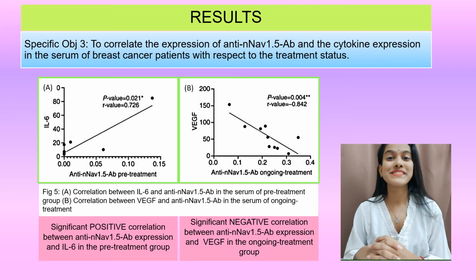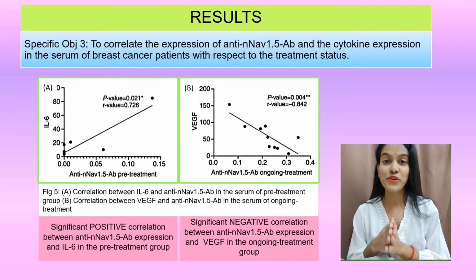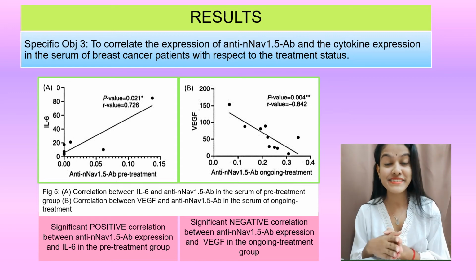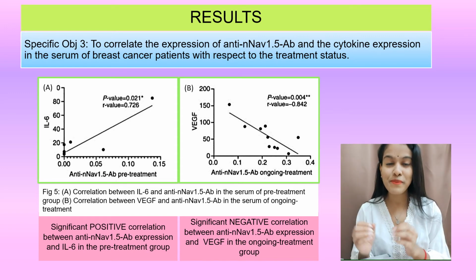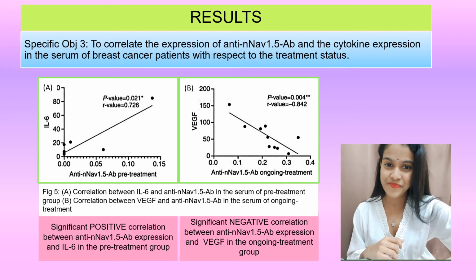In addition, there was a significant positive correlation between anti-neonatal NAV 1.5 antibodies and interleukin-6 in the pre-treatment group, followed by a significant negative correlation between VEGF cytokine and also anti-neonatal NAV 1.5 antibodies in the ongoing treatment group.